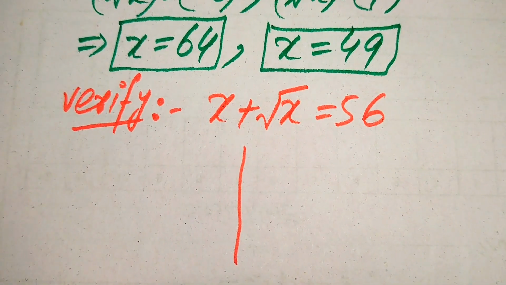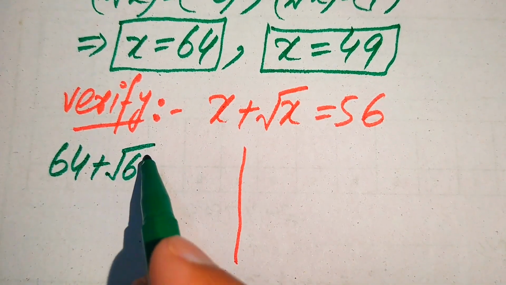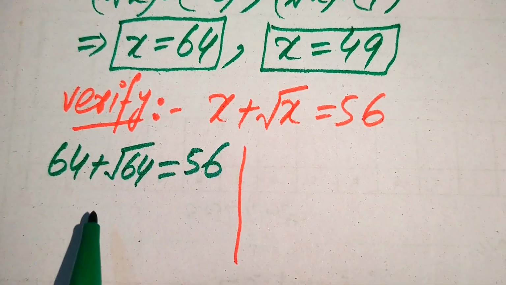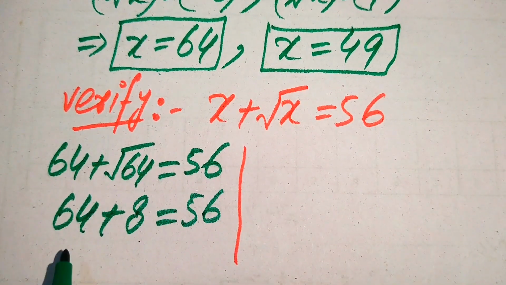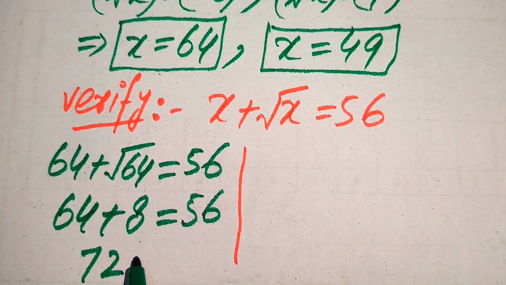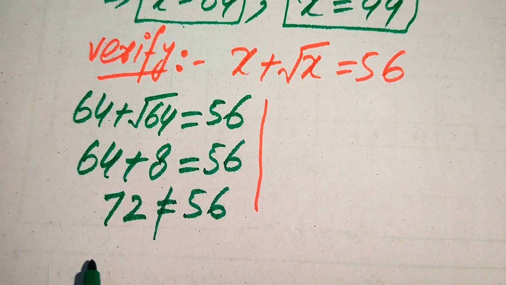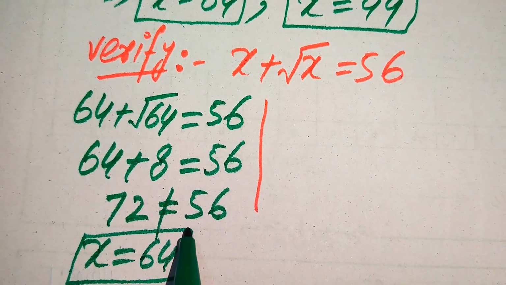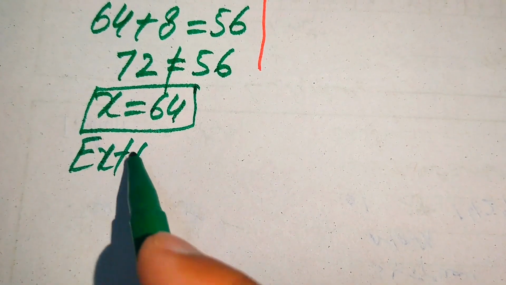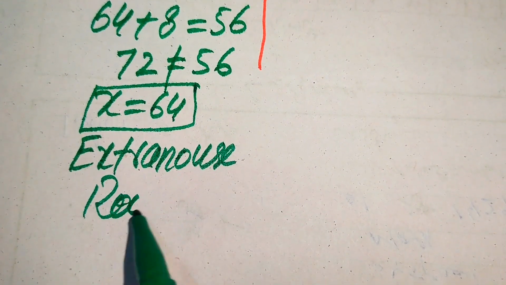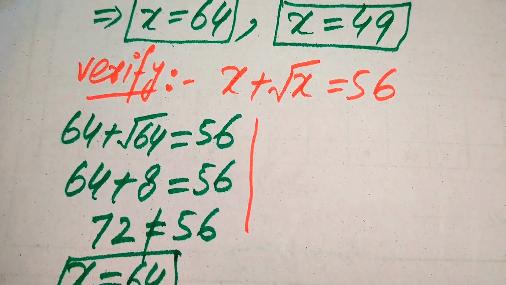So on this side we put the value x = 64 into the left hand side, and it is written as 64 + square root of 64 = 56. Here you see that square root of 64 becomes 8, so 64 + 8 = 72, which is not equal to 56. Both sides are not equal. This means that x = 64 does not satisfy our given question statement, so x = 64 is the extraneous root of the given equation.